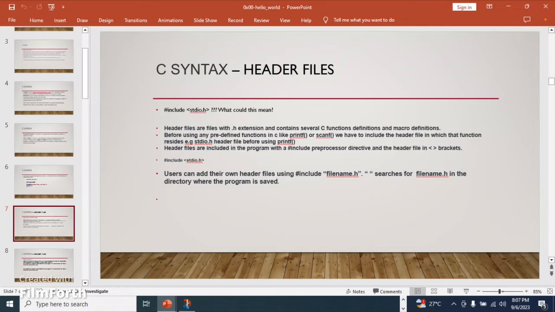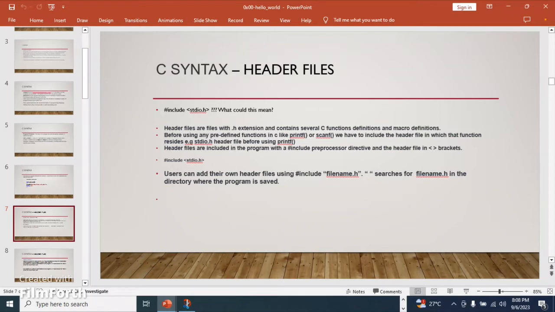Let's take, for example, this header file that we included in this simple program: include stdio.h. This is also called standard input output.h, a header file that contains functions that have to do with inputting data and outputting data. That is, reading data from the user and displaying data to the user. Any function that does that kind of thing is kept inside this header file, stdio.h.